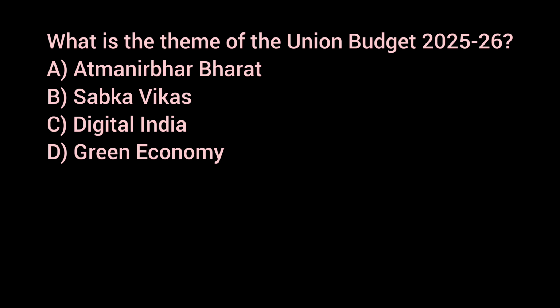What is the theme of the Union Budget? Option A Atmanirbhar Bharat, option B Sabka Vikas, option C Digital India, option D Green Economy. Here the correct option is option B, that is Sabka Vikas.